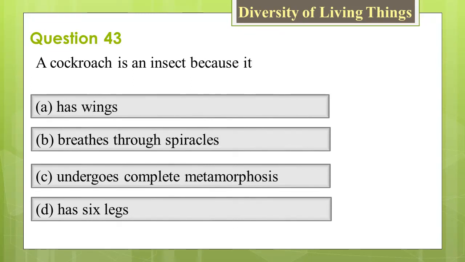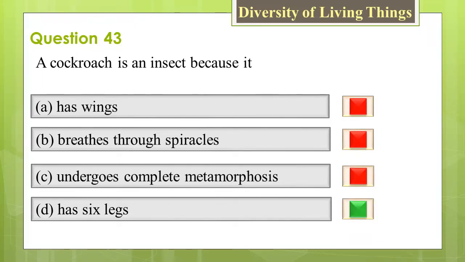Question 43. A cockroach is an insect because it A. Has wings. B. Breathes through spiracles. C. Undergoes complete metamorphosis. D. Has 6 legs. Which of the following alternatives is the best alternative? The best alternative is D. Has 6 legs.